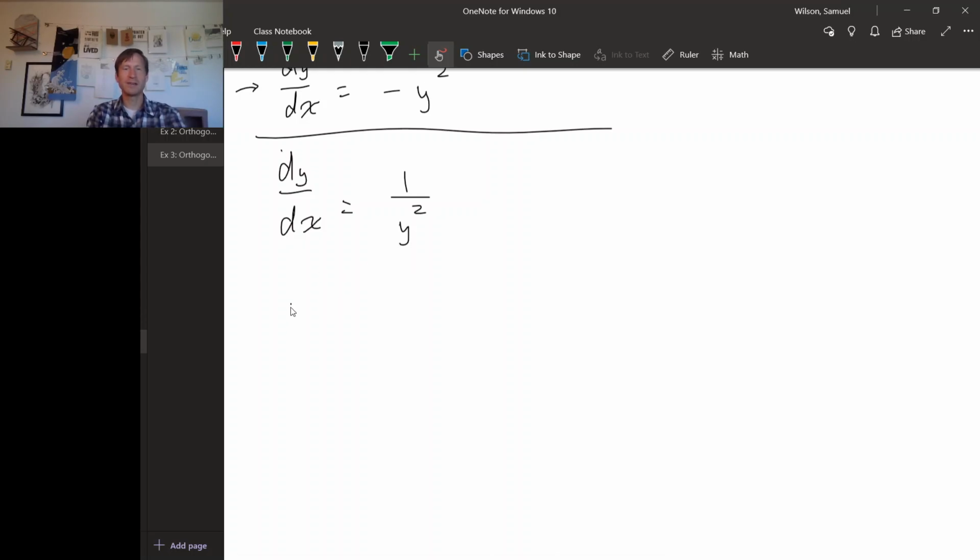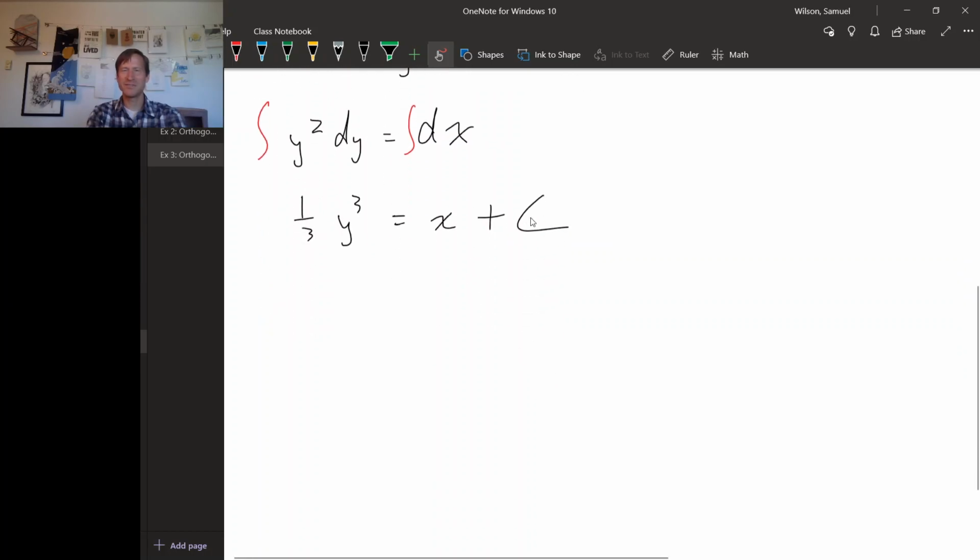It's separable again. So y squared dy equals dx. Now we can integrate. On the left-hand side, we get 1 over 3 y cubed. On the right-hand side, we get just x plus a constant. Don't forget about the constant. I'm going to name the constant something different in just a minute so that we don't confuse it with the c in our original family.